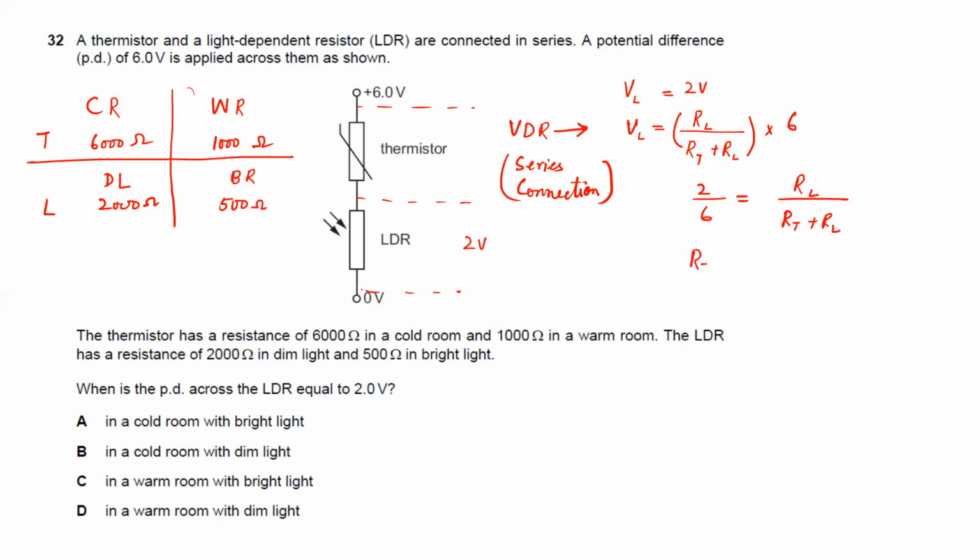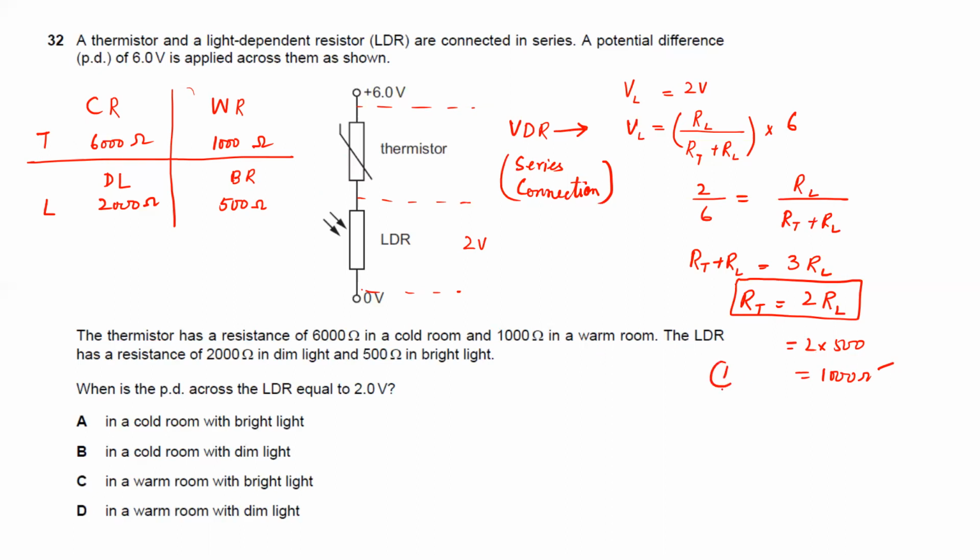So we can say that RT plus RL equals 3 times RL. So RT will be equal to twice the resistance of the LDR. Just put both values of the LDR here and see which corresponds to the value we have for the thermistor. For 500, 2 into 500, we have RT as 1000. Do we have 1000? Yes. So this can be a possibility.